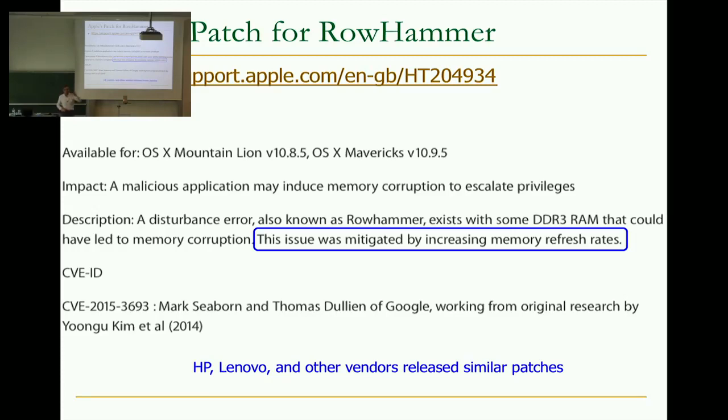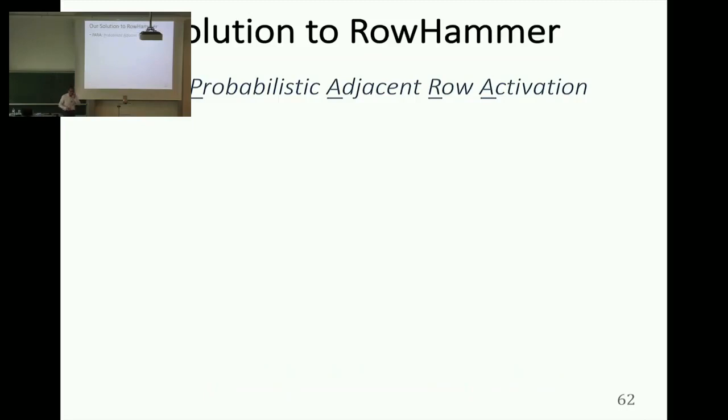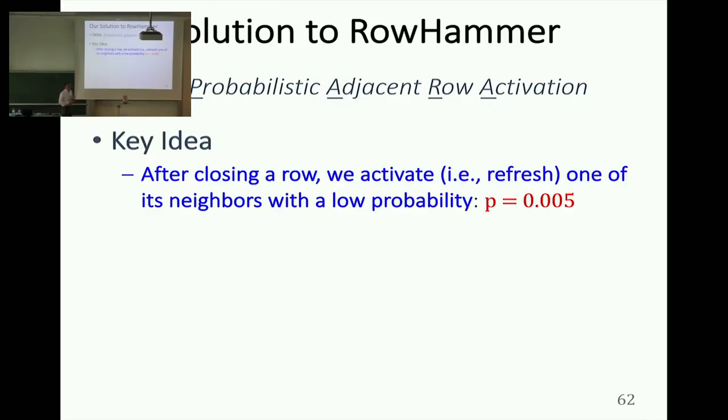Okay, so what's our solution? I think our solution is a slightly more intelligent memory controller. We propose this solution, and I think this is actually a minimal solution to the problem. It's probabilistic. Whenever you activate a row, with very little probability, refresh the adjacent rows. That's the idea. You don't increase the refresh rate across the board of DRAM. That's a lot of refresh. You do a very targeted refresh. Whenever you finish activation of a row, whenever you're closing it, activate the adjacent rows.